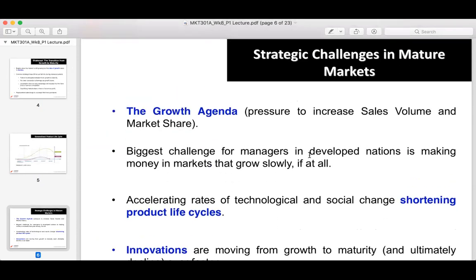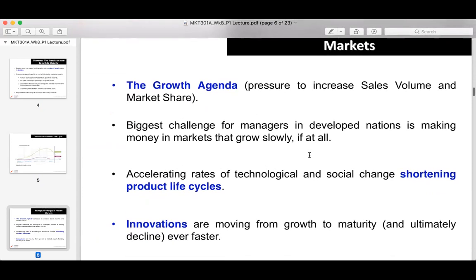So what are the major challenges? As we discussed before, we have many players, many competitors in there. So that has driven the level of competition to be escalating. So what do people do? Well, innovations are basically moving from the growth to maturity stage, and actually it is even faster.